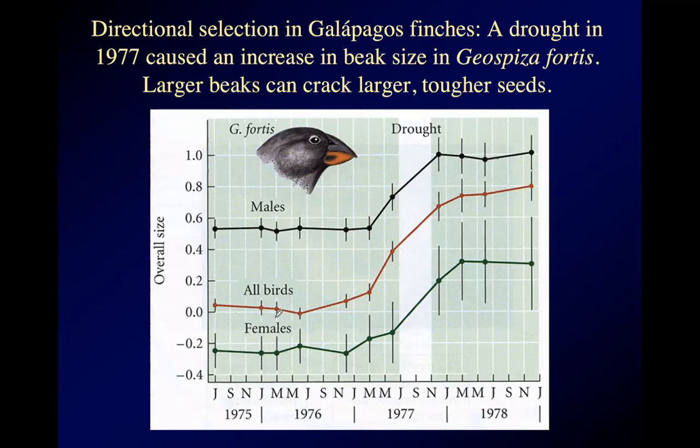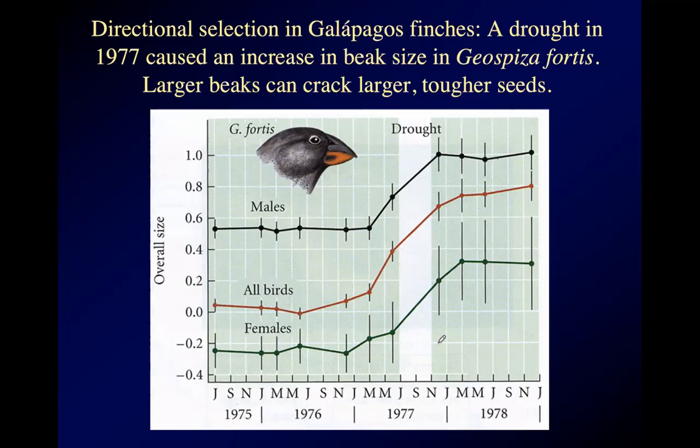And you can see beak size stayed pretty constant in 1975 and 1976. In 1977, they got hit with a big drought. The Galapagos get hammered every time we have an El Nino year. Tends to correlate with a heavy drought in the Galapagos Islands. How does that affect the birds?